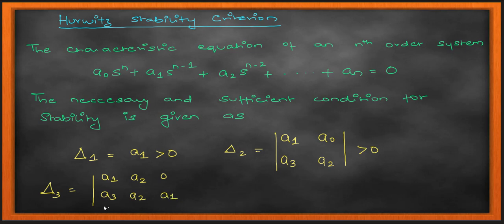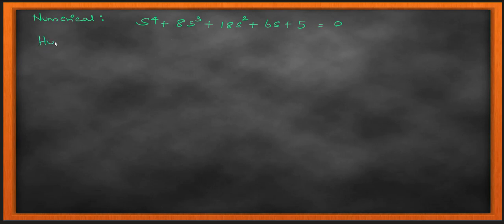So I am now writing a few things here. For the characteristic equation A0 to An given here, the necessary and sufficient condition for stability is delta 1, equal to A1, greater than 0, delta 2 greater than 0, and delta 3 greater than 0. We'll come to what is inside those determinants, because delta 1, delta 2 and delta 3 are my determinants, and it says that all the determinants must be positive. If all determinants are positive, then your system is said to be stable. Okay, so let's do an example here.